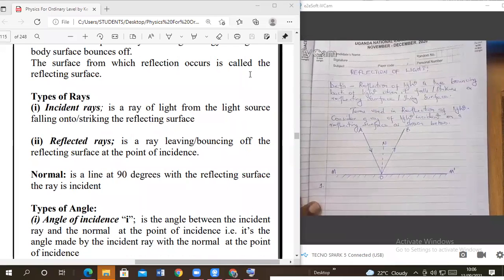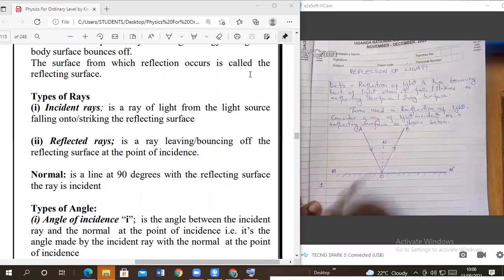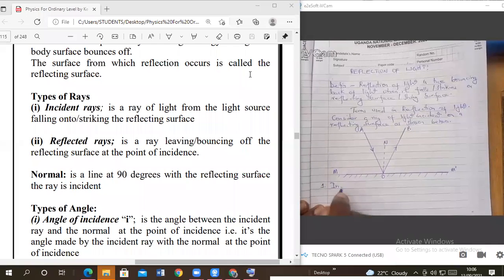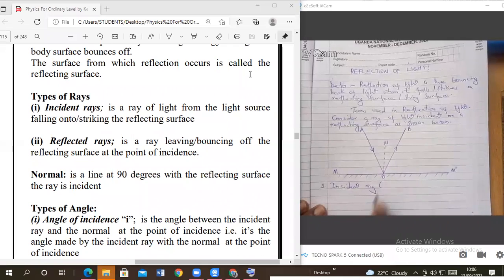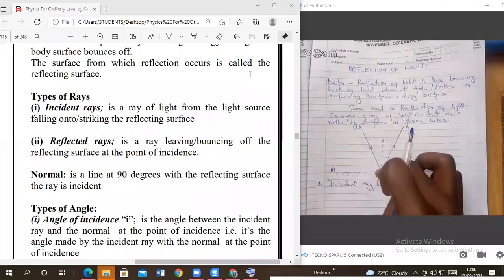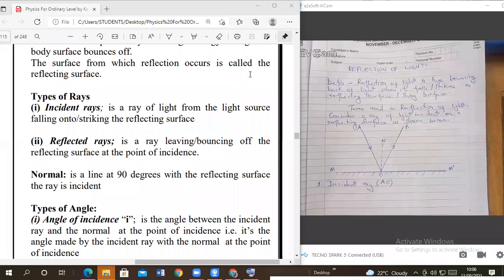The terms that we are going to derive, all the terms from this ray diagram we have drawn. The first one is what we call the incident ray. From the diagram, that is indicated by letters AO. Okay? What is the incident ray?